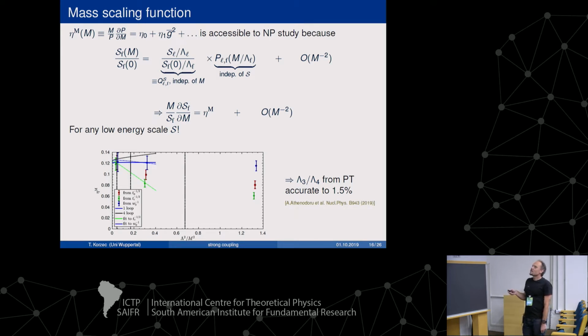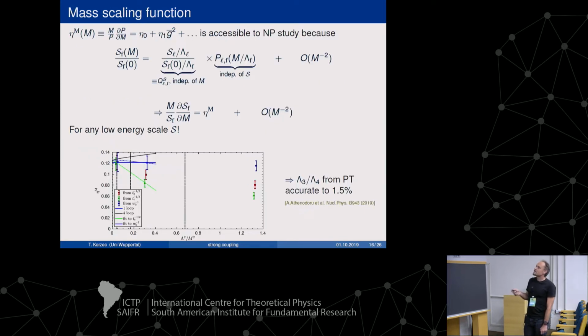But then if you go from the derivative to P itself, this error shrinks essentially by one factor of eta. And since eta is 0.1, you get down to errors of around 1%. So that's very encouraging.